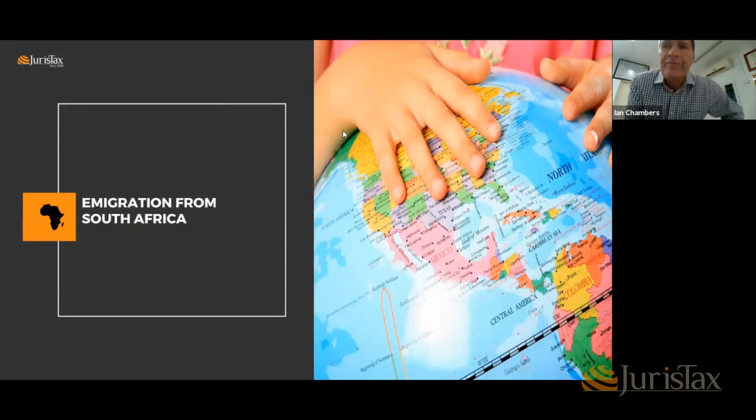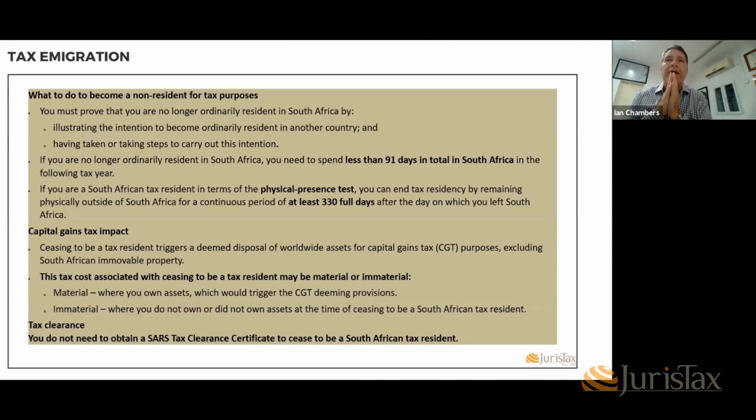So that's a brief overview of the taxation position in South Africa. Again, we're going to be talking about, Nikki's going to be chatting about living in Mauritius. And that begs the question of what happens from a South African point of view. So immigration from South Africa is really addressed in two aspects of the legislation. The first is the tax legislation, and the second is the exchange control legislation.